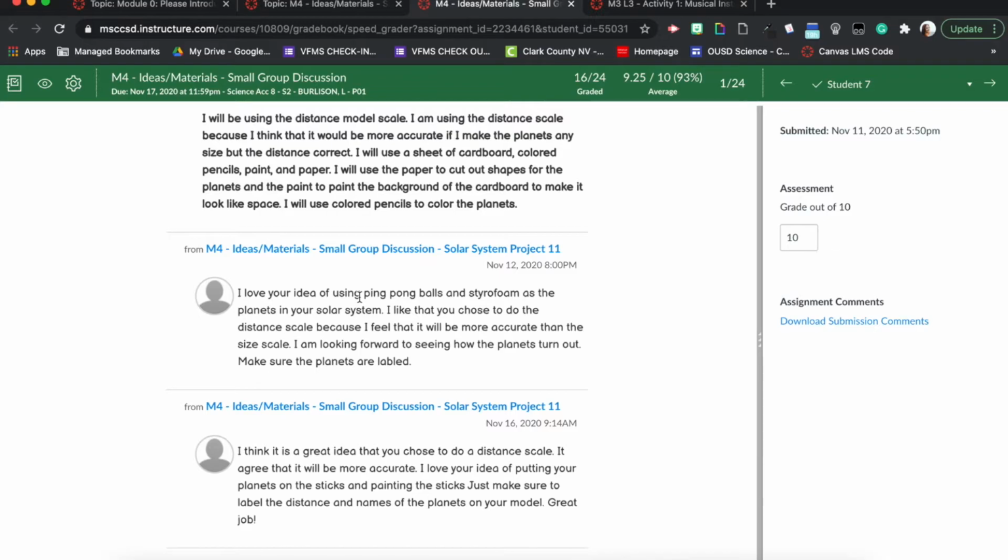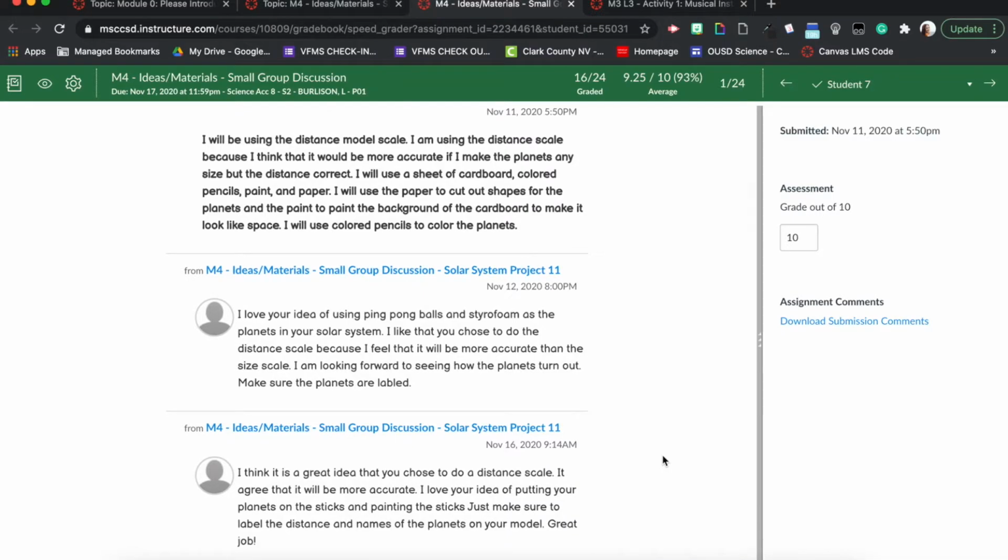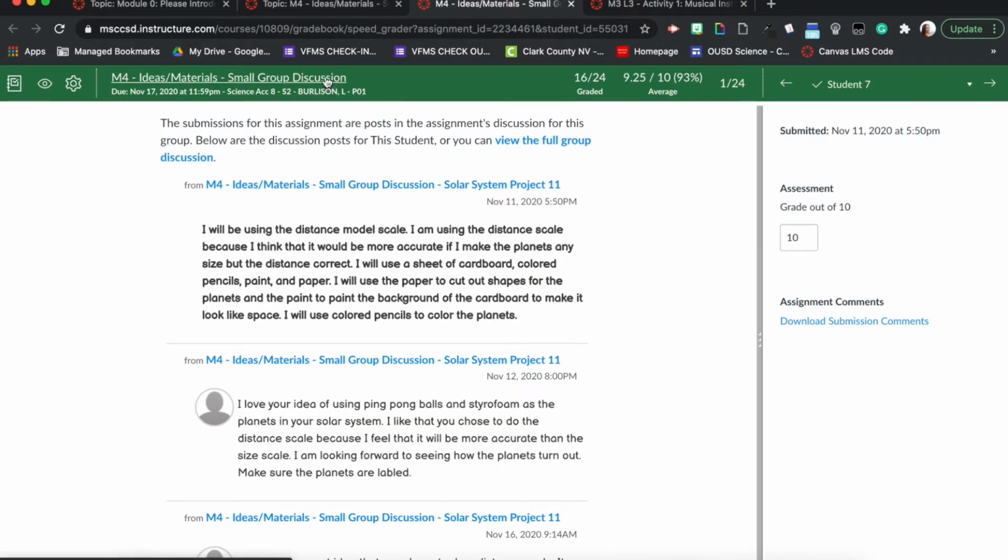It just makes me happy. Love your idea using ping pong balls and styrofoam, and encouraging each other and giving each other some advice and other ideas that maybe they could use. So this was the small group discussion.